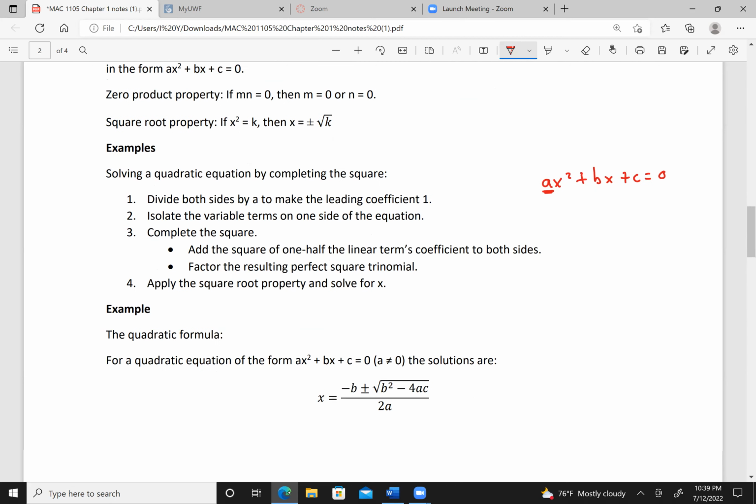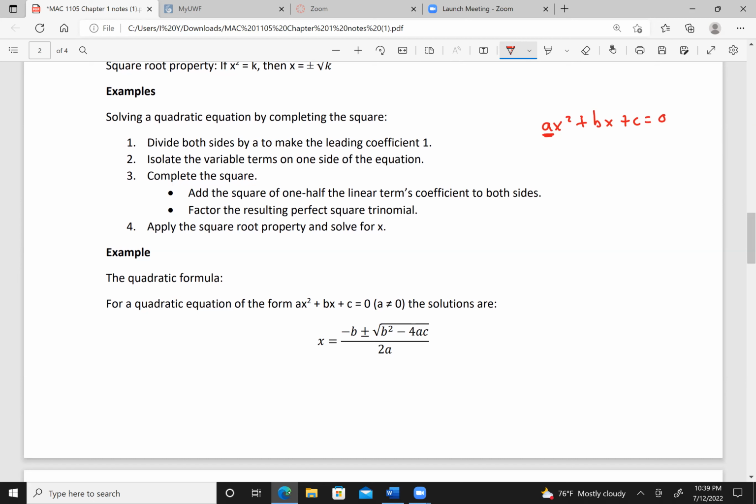Then we'll isolate the variable terms on one side of the equation. Then we'll complete the square. Now this is where it gets kind of funky. You add the square of 1/2 the linear term's coefficient to both sides. So we take 1/2 of b, squared, and add it to both sides. Oh, we skipped a step, didn't we? Isolate the variable. So we're going to move this over here. Then we take 1/2 b squared and add it to both sides. Then we'll factor the resulting perfect square trinomial, and we'll apply the square root property.